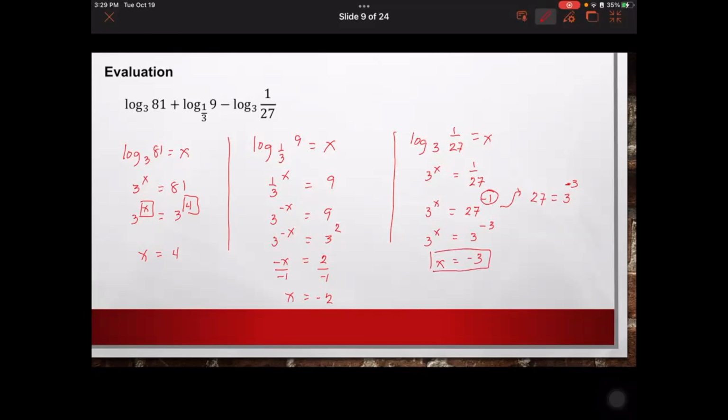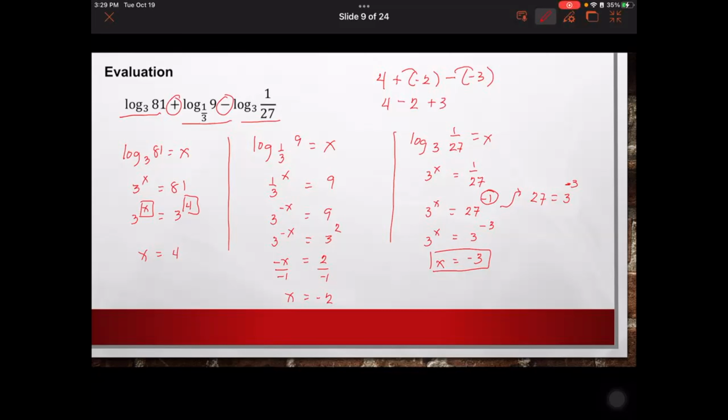Yan na yun. Now, kunin natin yung operation dito. So, magkakaroon tayo, ang sagot nito, yung logarithm of 81 with base of 3 ay 4 plus, ang sagot nito, logarithm of 9 with base of 1/3 ay negative 2 minus, ang sagot naman nito ay negative 3. Now, simplify. So, magkakaroon tayo ng 4, negative, positive and negative. At ito ay negative. Negative and negative, this will be positive 3.